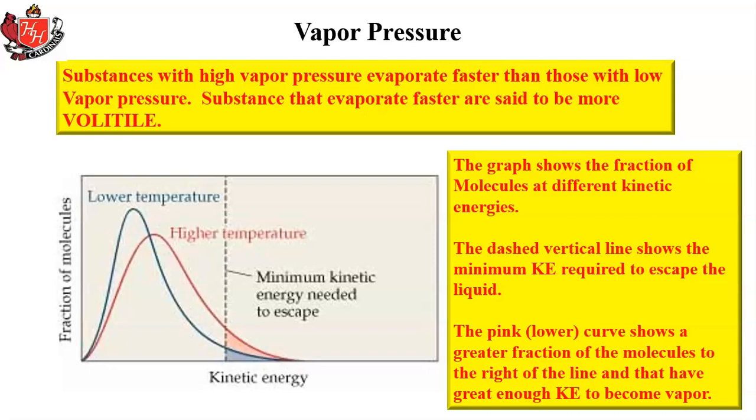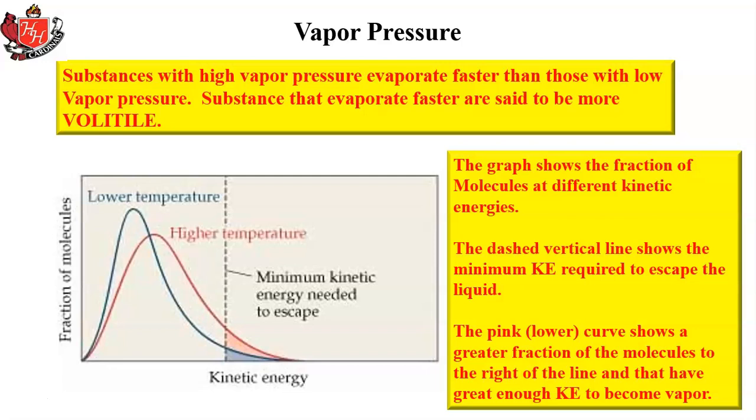So the graph, this is called an energy distribution graph. The graph shows the fraction of molecules at different kinetic energies. So this is the same number of molecules in both of these graphs here. It's just in one case it's at a higher temperature, and in the second case it's at the lower temperature. But the number of molecules, or the fraction of molecules, is the area under each of those curves. You can think of it as a percentage. So the percent of molecules is the area under those curves. So both of them have to be 100% of the molecules underneath those curves.